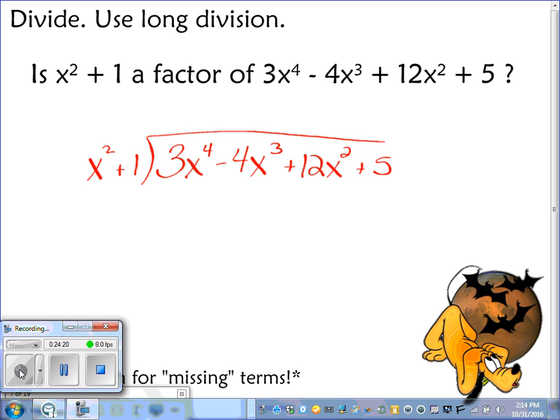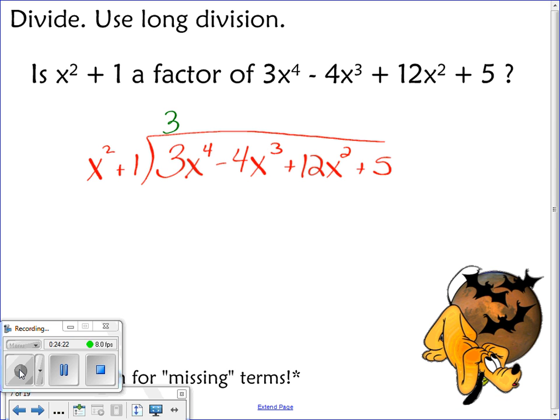All right, here we go. Okay, here we go. What do you multiply x squared by to get 3x to the fourth? 3x squared. Distribute. Right. Next is to change your signs. I just cross it out. There you go.